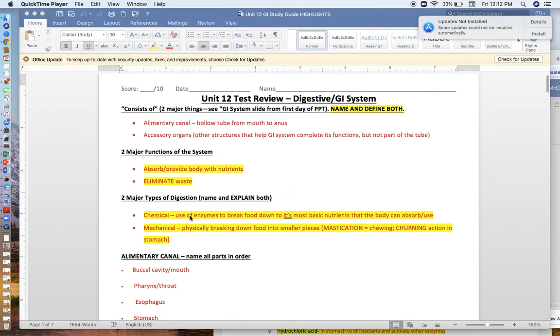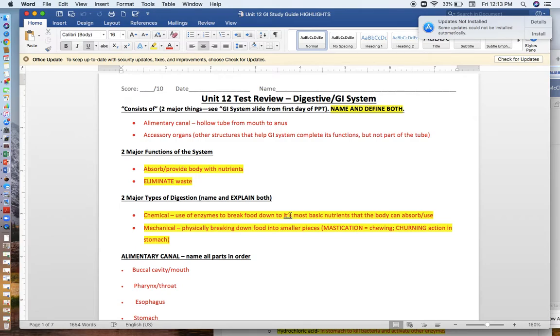We have chemical digestion, which is really enzymes. Enzymes are those little chemicals that break down food to its most basic nutrients that the body can use. So the body can't just take the corn that you eat and use the corn that you eat. It has to get down to what's in the corn, the vitamins and the minerals. And then those vitamins and minerals and whatever else little chemicals are in your food have to get into your bloodstream to circulate throughout and help your body do its job.